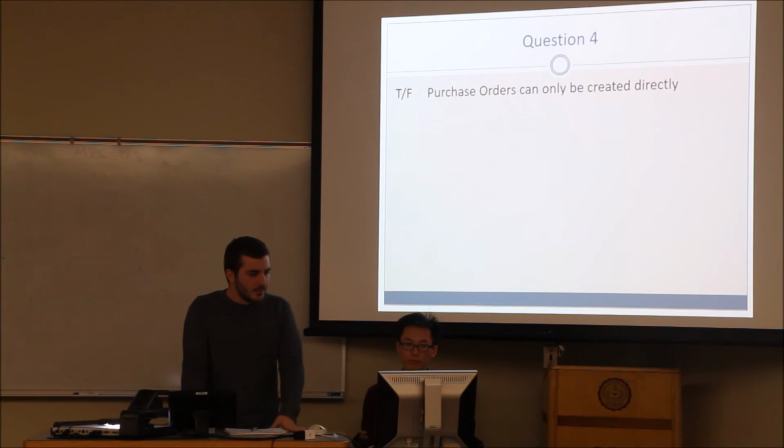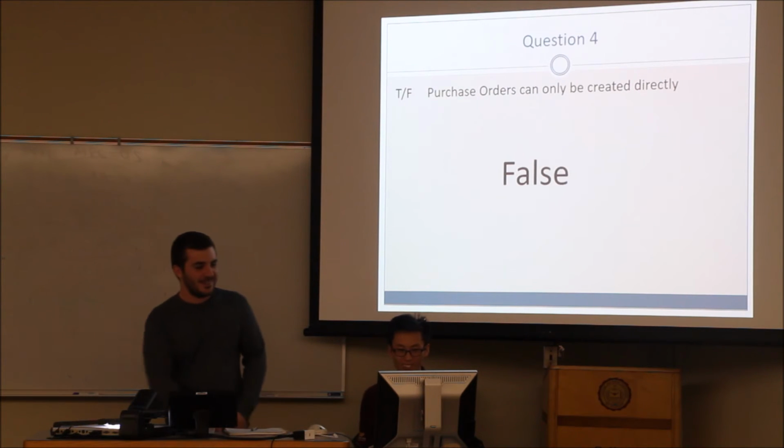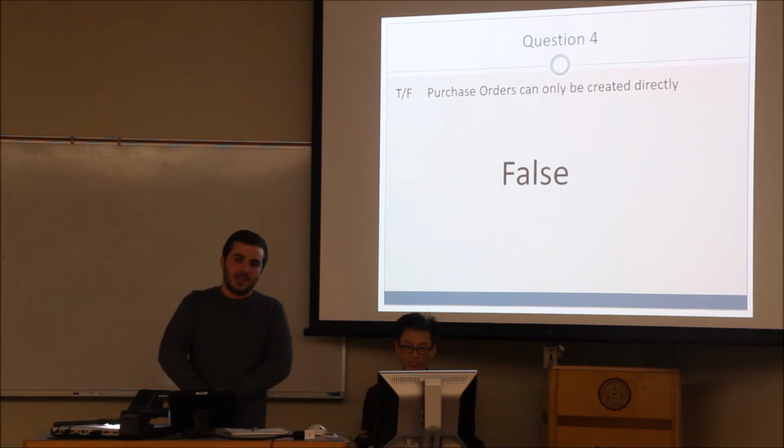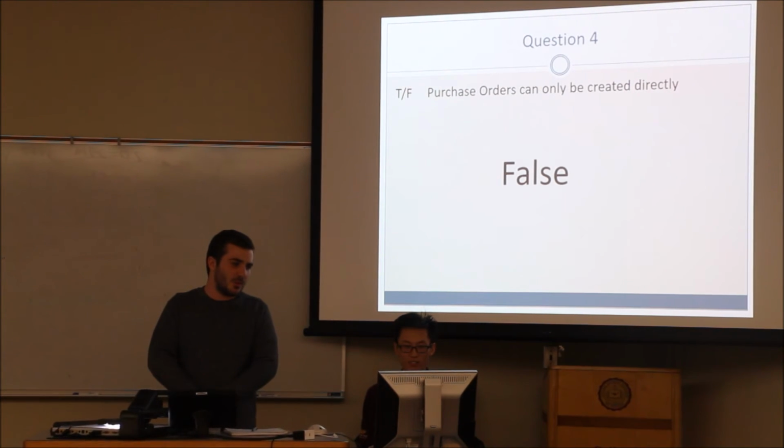Question 3. Purchase orders can only be created directly. That's false. They can be created automatically as well through MRP, internal orders. There's plenty of other ways. I think there's like 6 total, but you'll learn all of those when you take the exam. Unfortunately, I don't know them off the top of this rusty brain.